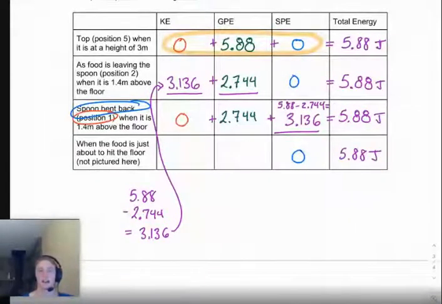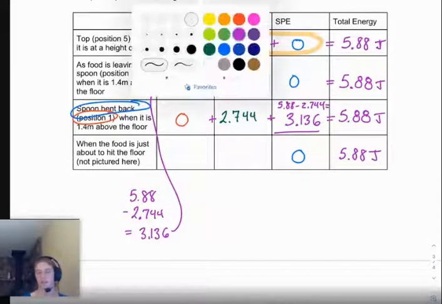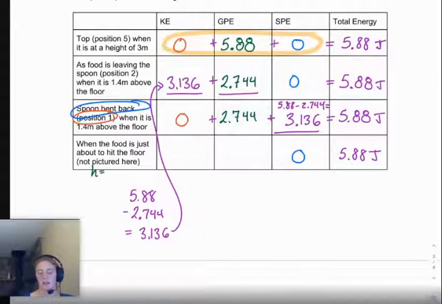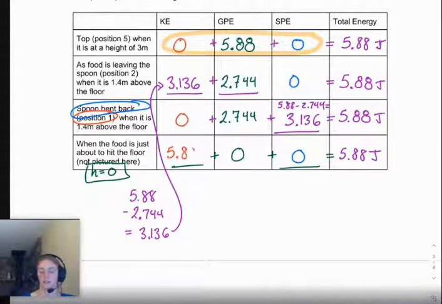Last but not least, I have when the food is just about to hit the floor. Well, when I'm just about to hit the floor, that means that my height is going to be 0. And when my height is 0, that means my gravitational potential energy will also be 0. So I need something plus 0 plus 0 is going to be equal to 5.88. So then I know that this kinetic energy will also be 5.88 joules. And that's all there is to it.